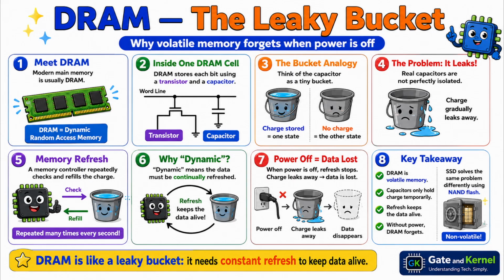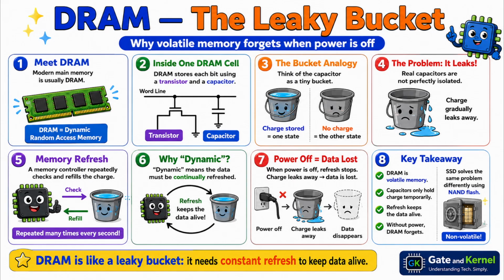The charge gradually escapes. To prevent the data from disappearing, the memory controller must repeatedly read and restore the charge. This process is called memory refresh. It happens automatically, many times every second, while the computer is running. That is why the word dynamic appears in dynamic random access memory. The information must continually be refreshed.